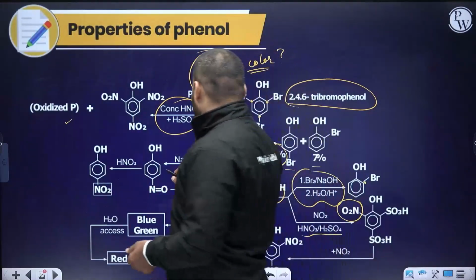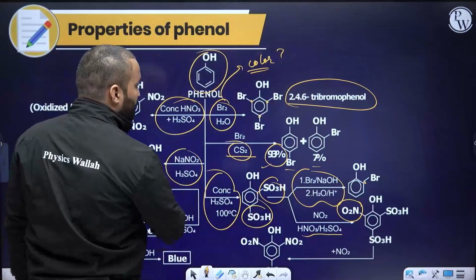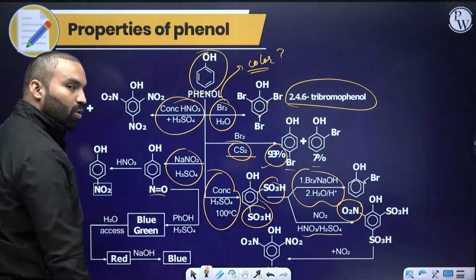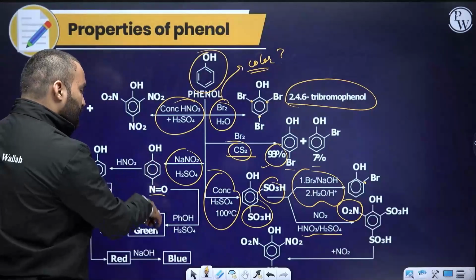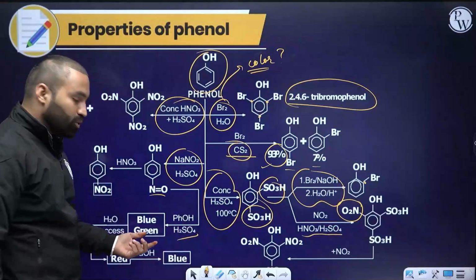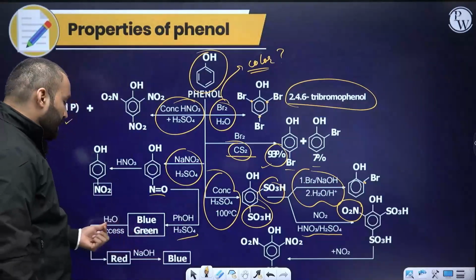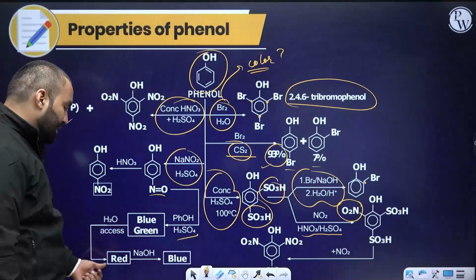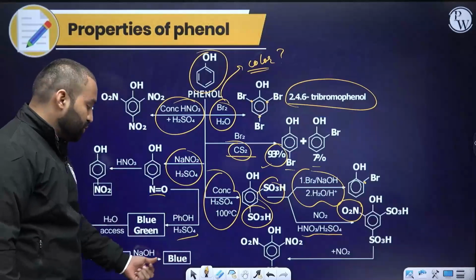You can treat it with NaNO2 in the presence of H2SO4, you will obtain the para-nitroso compound, which upon treatment with phenol and H2SO4 you obtain a blue-green compound. Adding water, you get red color. Adding NaOH, you get blue color.